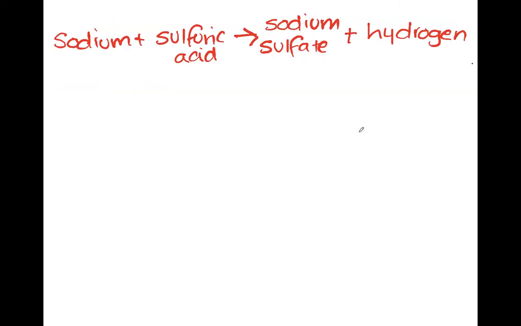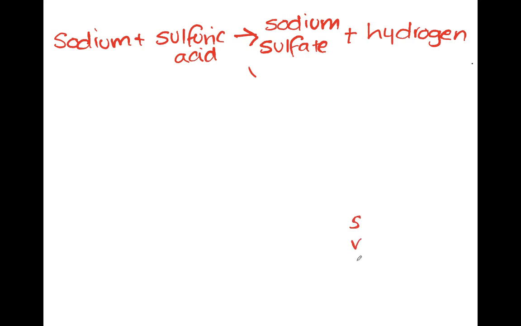Let's move on. Sodium plus sulfuric acid gives sodium sulfate plus hydrogen. Remember, the name of our salt comes from the metal that has been reacted and the negative ion in our acid, which in sulfuric acid is the sulfate ion.